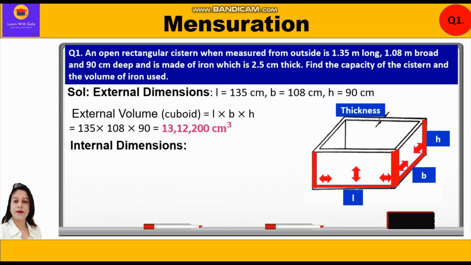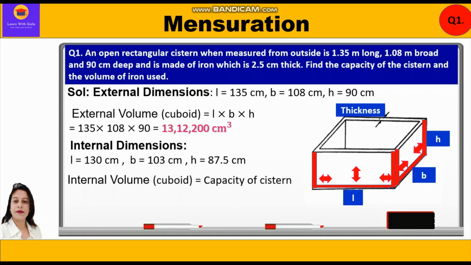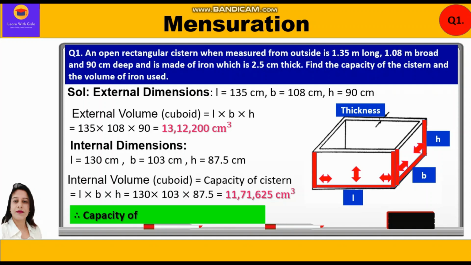Now internal dimensions are also different. So we will say length is equal to 130 centimeter, breadth is equal to 103 centimeter, height is equal to 87.5 centimeter. So the internal volume, which is also called the capacity of the cistern, is given by the formula length into breadth into height. So we will substitute the values. We will get 130 into 103 into 87.5, which is equal to 1171625 centimeter cube. So this is the capacity of the cistern, 1171625 centimeter cube, which is also the internal volume of the cistern.